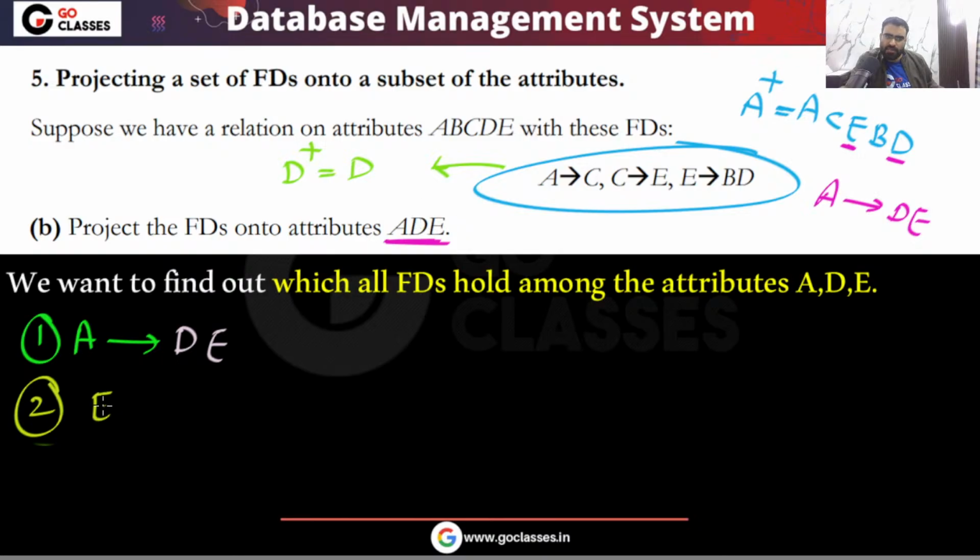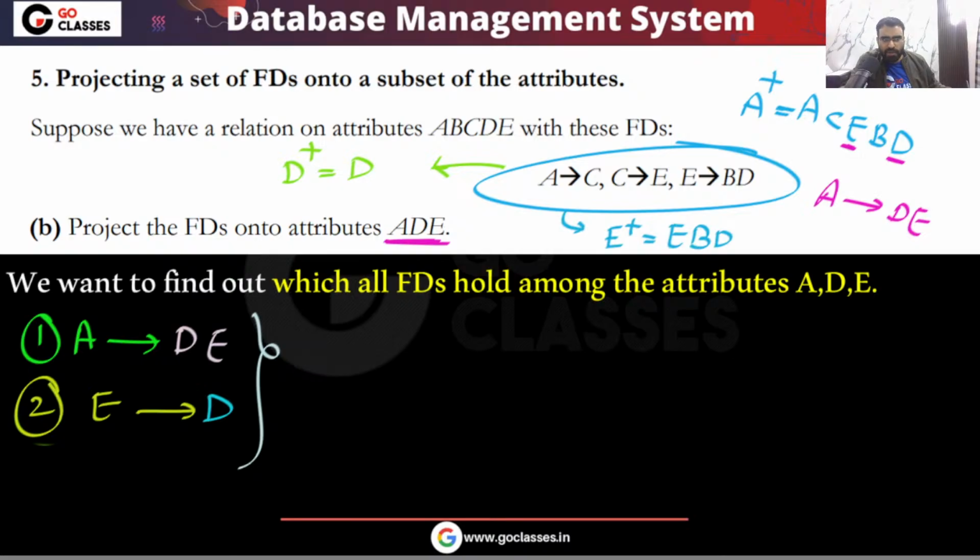What about E? What can E determine? Again, very simple. You find E plus, the E closure. You can see E closure will be EBD. E can determine EBD, that's it. So the simple point is that E can determine D. These are the FDs we got.